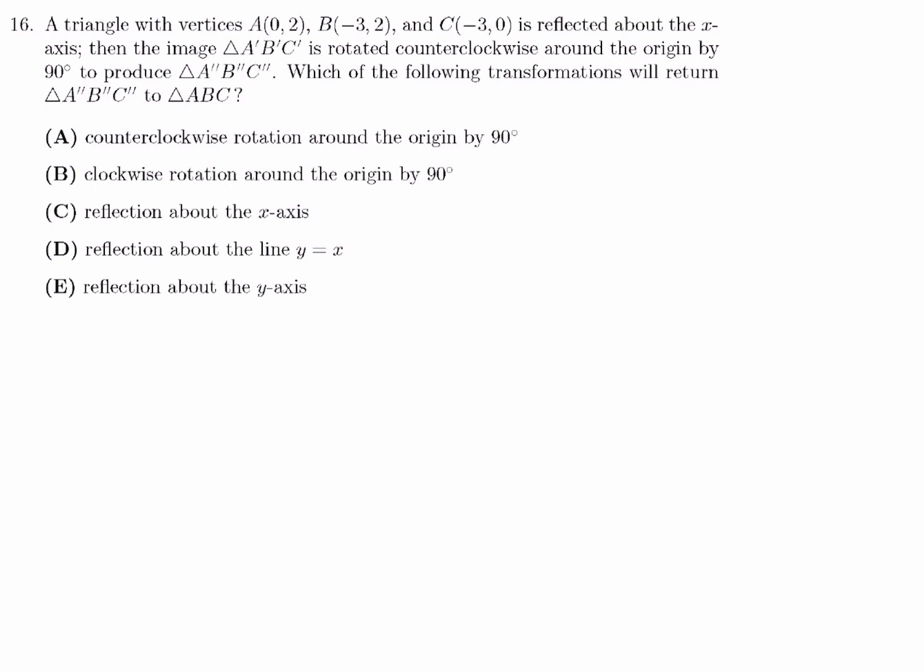A triangle with vertices (0, 2), (-3, 2), and (-3, 0) is reflected about the x-axis. Then the image is rotated counterclockwise about the origin by 90 degrees. Which of the following transformations will result in the reflection going back to the original, basically?